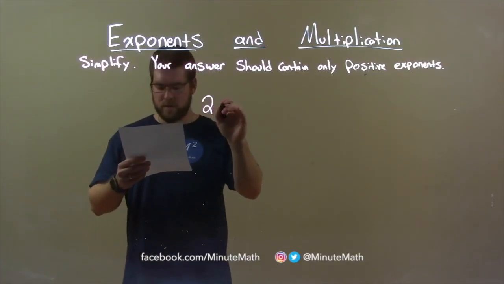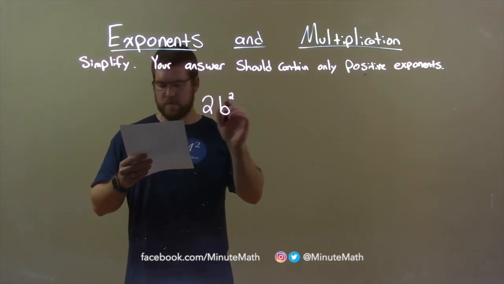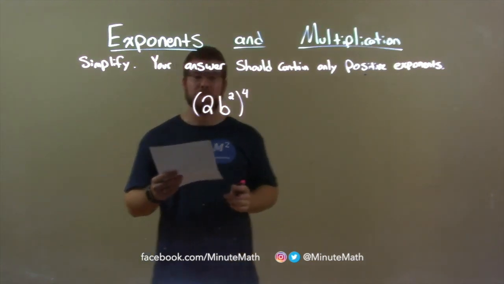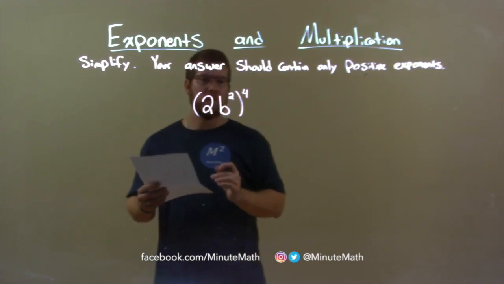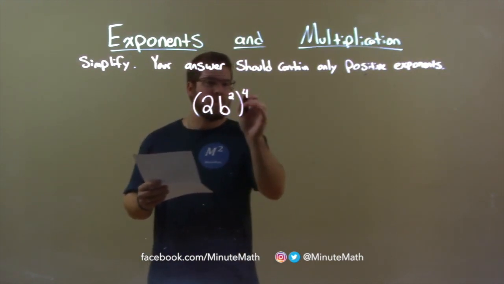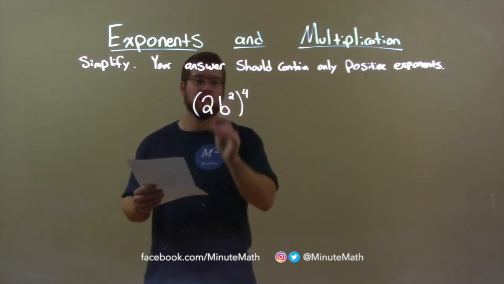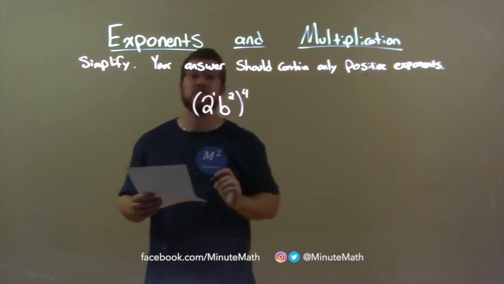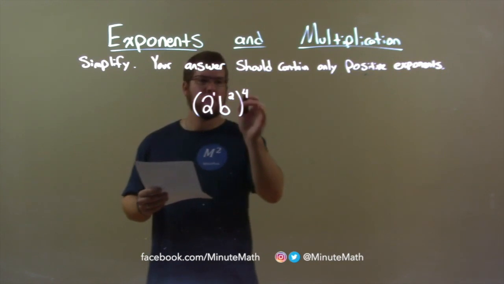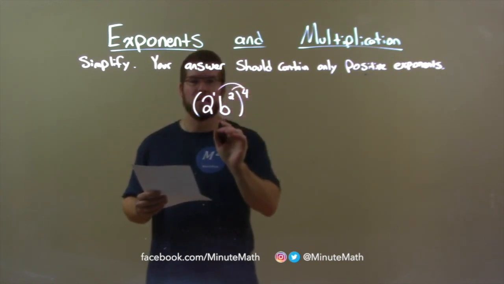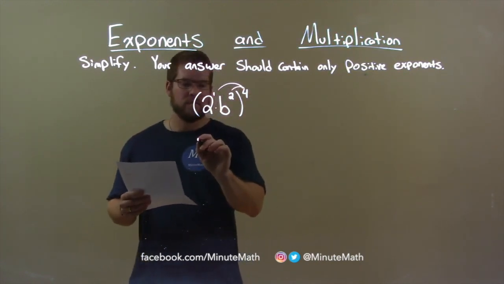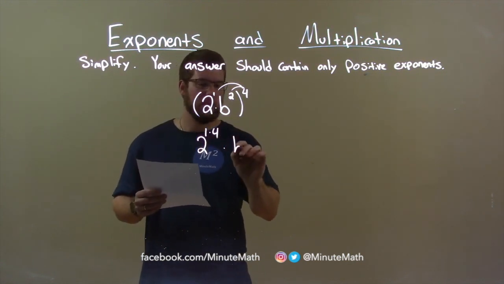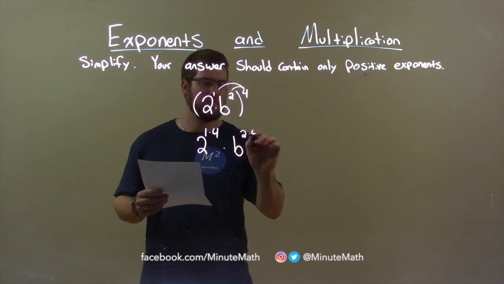We have 2b squared all to the 4th power. Okay? Well, what I want to do is take this exponent, and it gets multiplied to both parts within the parenthesis. Now remember, 2 is really 2 to the 1st power. Okay? So we multiply these exponents out. So this becomes 2 to the 1 times 4 power multiplied by b to the 2 times 4 power.